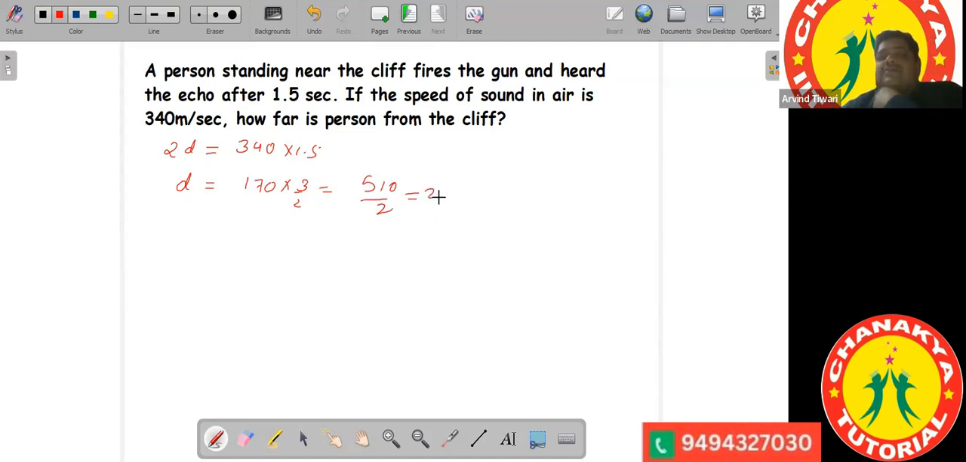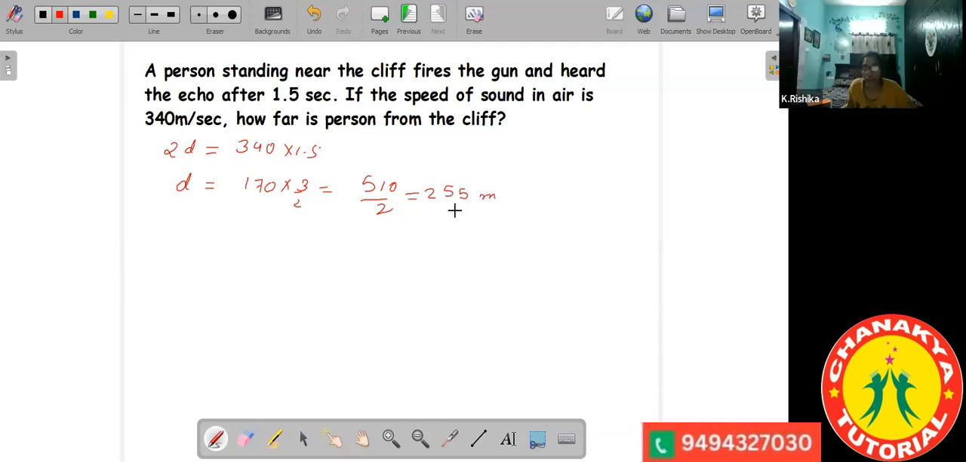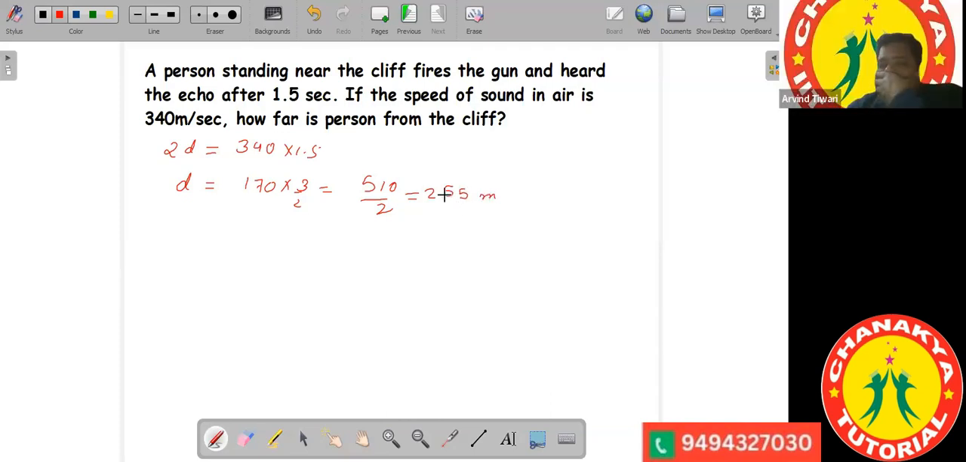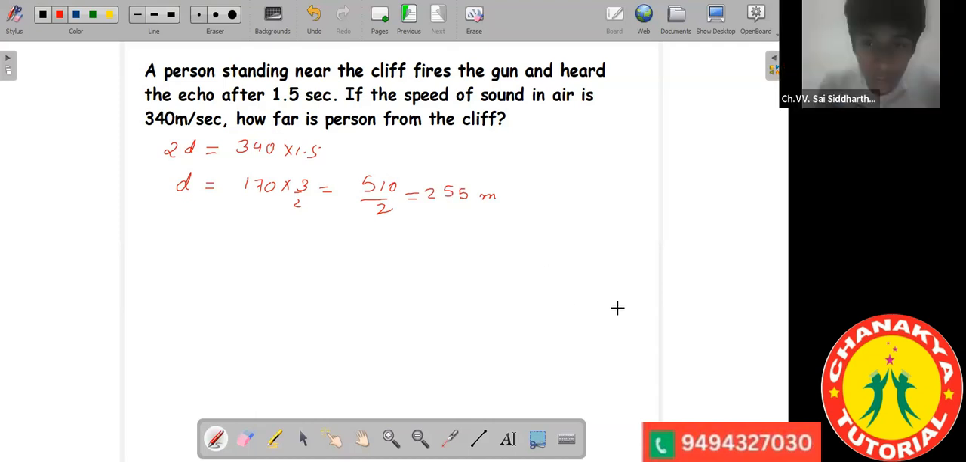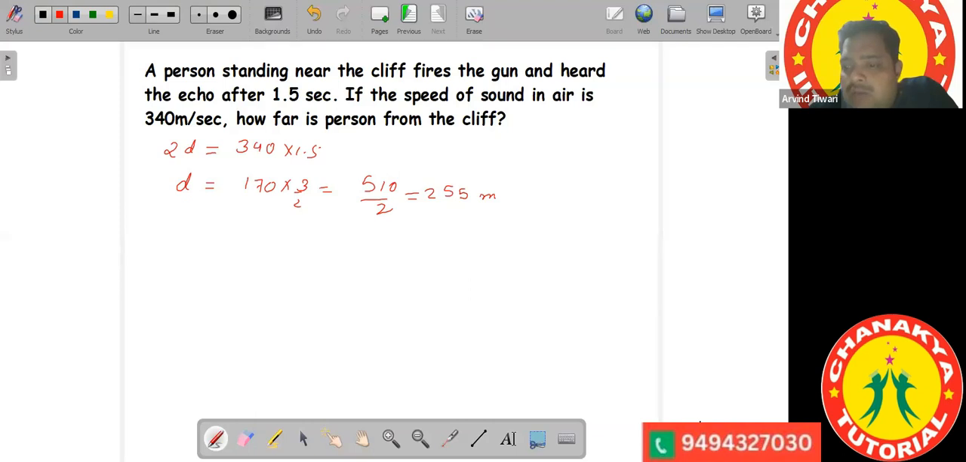Did you get the answer? Sir, 255 meters. So the speed of sound in air gives the distance of the cliff as 255 meters. Who all got this one correct? Siddhisri? Yes, sir, I got it. Okay. And Oro Smith, Harini, Siddhisri, did you get the answer? Yes, sir.